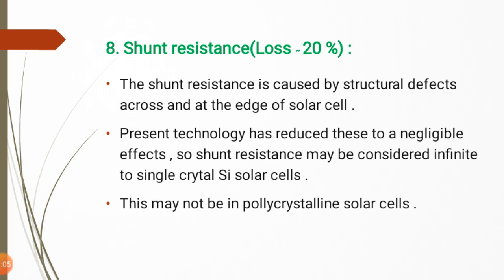This may not be so in a polycrystalline solar cell. Generally there are two types of solar cell, a single crystalline solar cell and a polycrystalline solar cell. In a single crystalline solar cell, the efficiency is better. That is, if we consider the example of the silicon solar cell, the efficiency is better. But in the polycrystalline solar cell, there are two or more crystals. That means the material is formed with the help of different crystals.